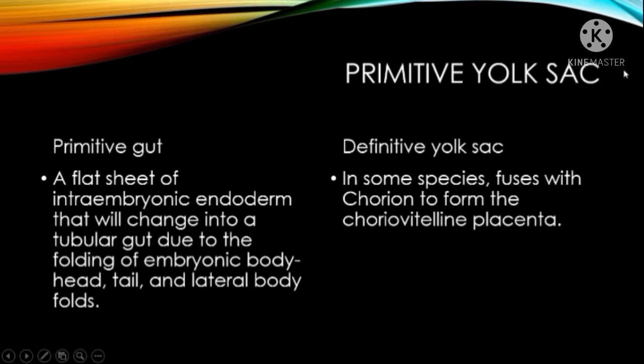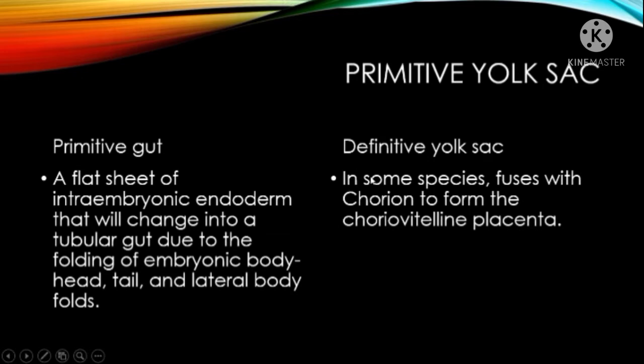At the same time, the primitive yolk sac, which was formed from the hypoblast, is developed into the primitive gut and the definitive yolk sac. The primitive gut is a flat sheet of intraembryonic endoderm that will change into a tubular gut due to the folding of the embryonic body, head, tail, and lateral body folds.